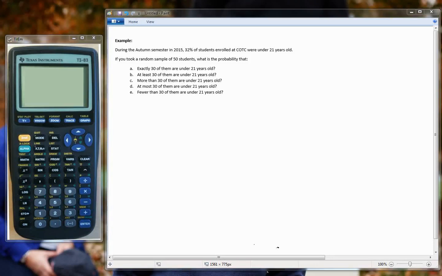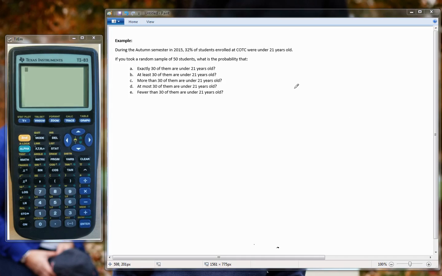We're going to do an example where we use the normal distribution to help us approximate something that's a binomial distribution. So here our problem says during autumn semester of 2015, 32% of students enrolled at COTC were under 21 years old. So this says if you took a random sample of 50 students, what's the probability that, and then we have several different situations, 5 different situations that we'll all solve slightly separately.